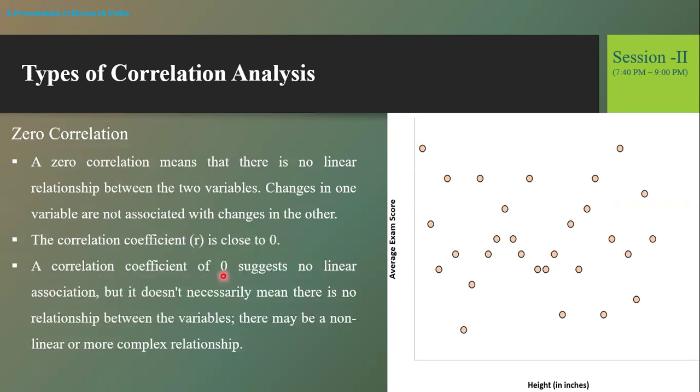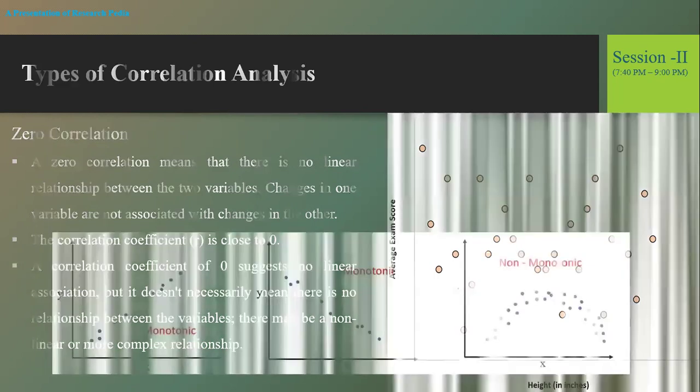A correlation coefficient of zero suggests no linear association, but it does not necessarily mean there is no relationship between the variables. There may be a non-linear or more complex relationship. So there are other techniques when there is no linear relationship. We need to check it with a non-linear technique like Spearman rank, or another technique known as Kendall's Tau-b. I will let you know during the SPSS process.